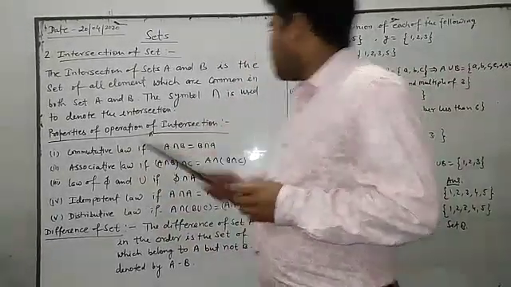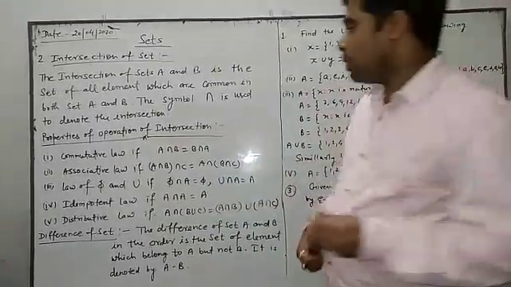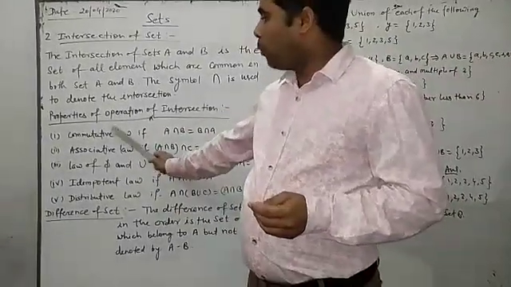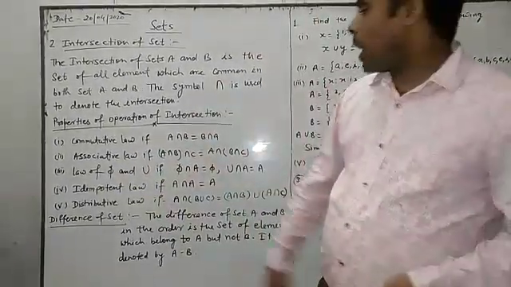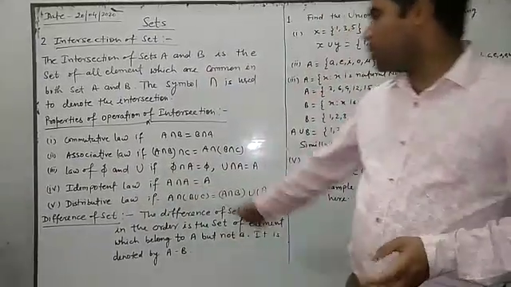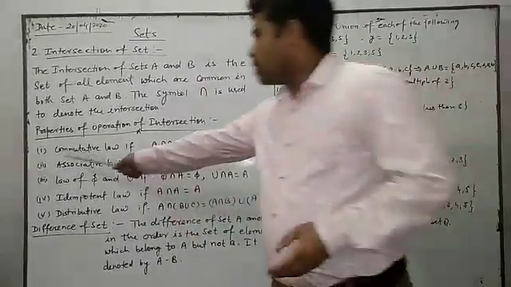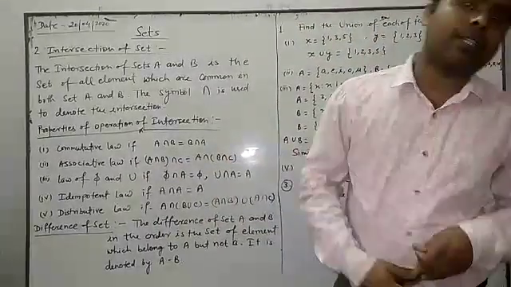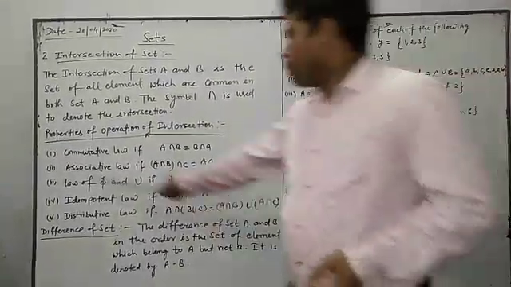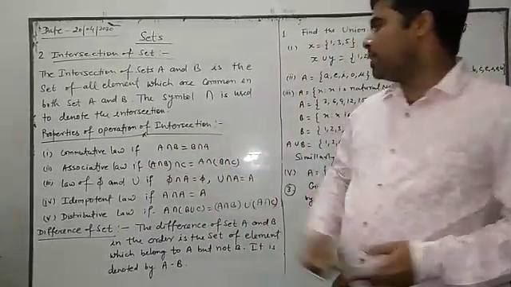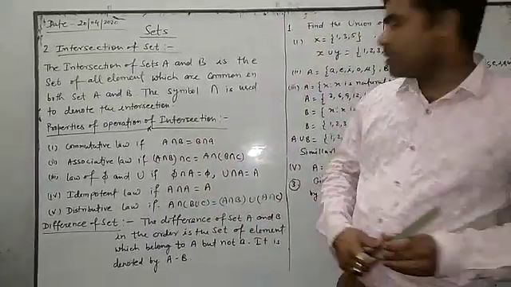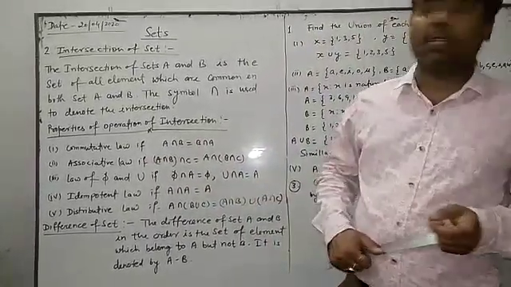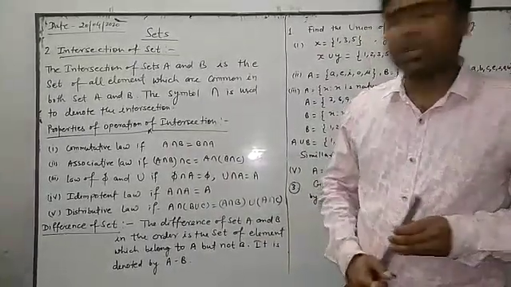Now the properties of the operation of intersection. There are 5 properties here. 4 are the same as union and the 5th is different, the distributive law. The first one is the commutative law: A intersection B is equal to B intersection A, same as the union. Associative law: (A intersection B) intersection C is equal to A intersection (B intersection C).